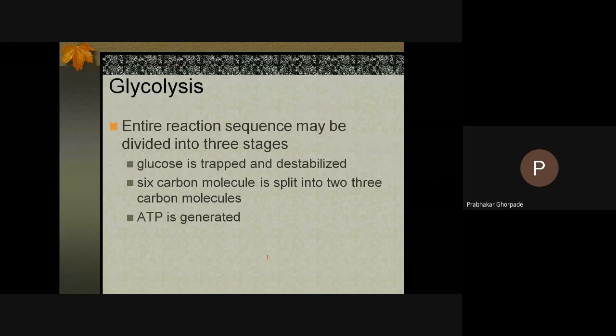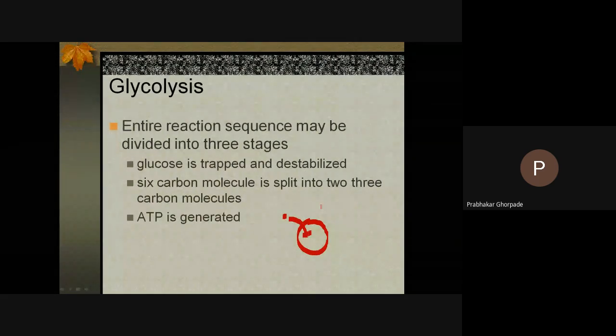We have this glucose molecule, for example, here, and we have this cell here. What is needed for glycolysis? First, the glucose molecule should get trapped inside, it should go inside this cell. We call this glucose being trapped and destabilized. So this is the first step. Now glucose has come inside this cell.